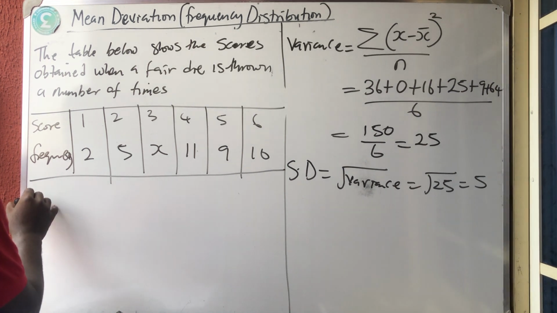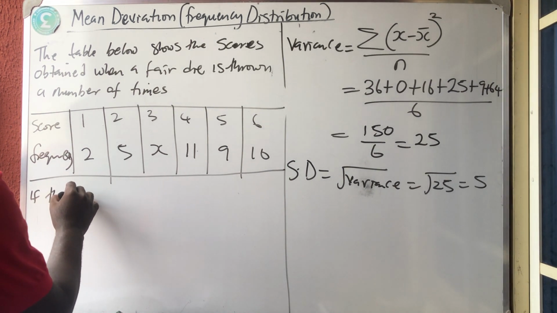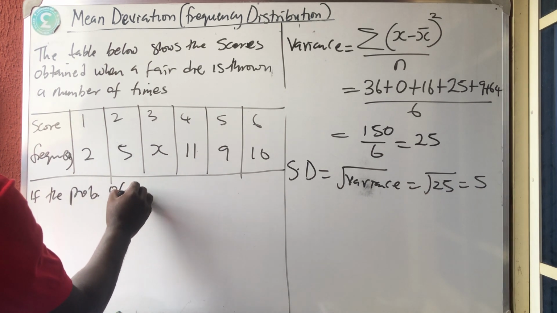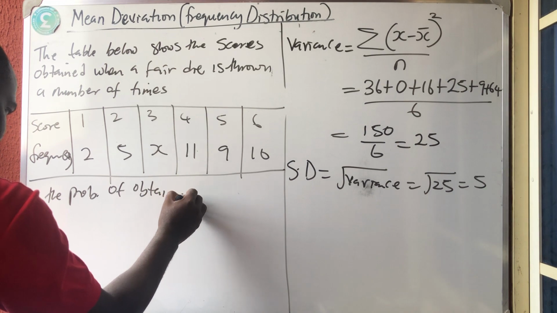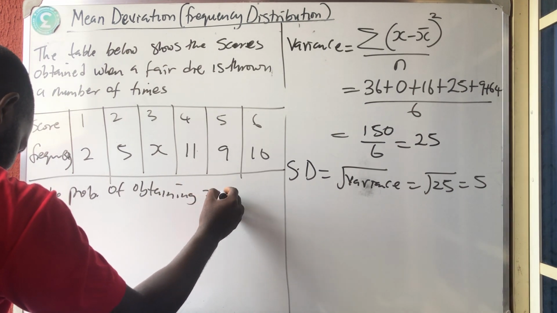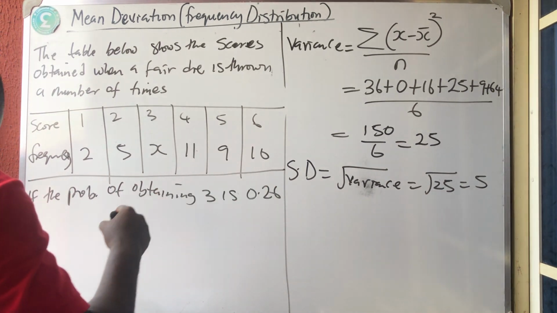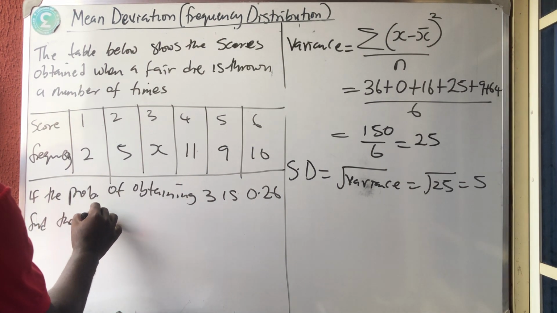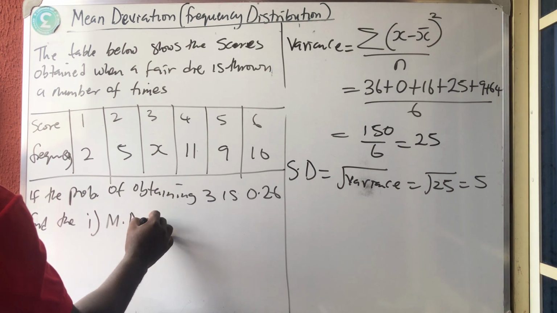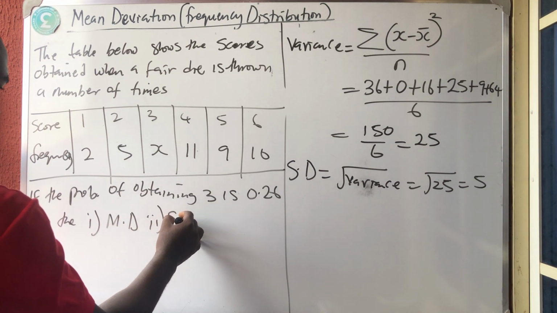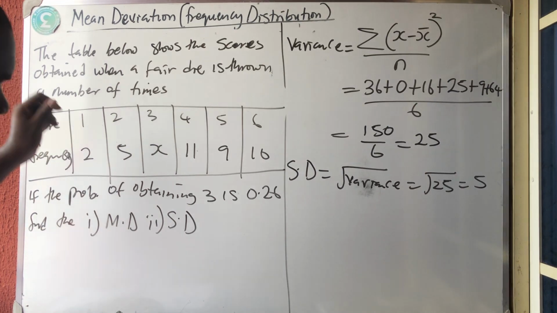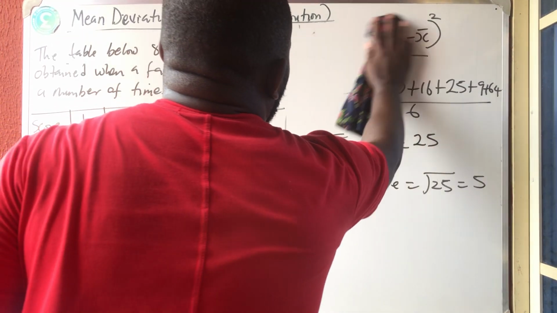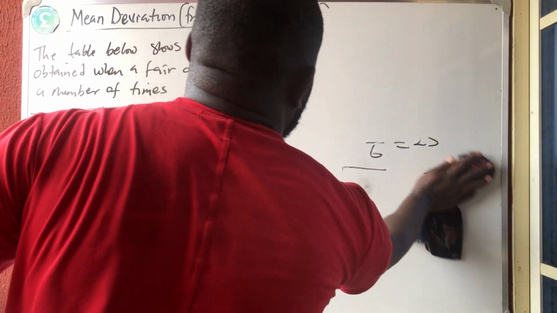They said if the probability of obtaining 3 is 0.26, then find the mean deviation and standard deviation. Okay, so these are the only two things they ask us, but there is no way you can get standard deviation without getting the what? The variance.